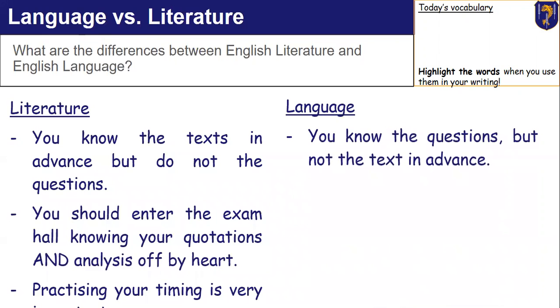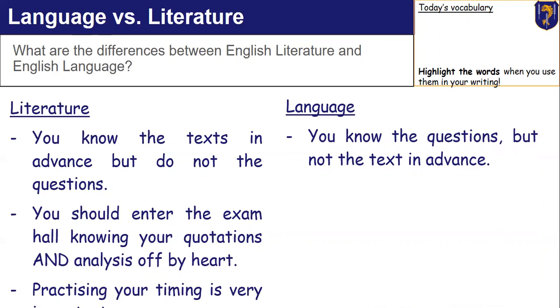Language. You know the questions, but not the text in advance. So we know the questions. We've talked about Language Paper 1 questions. They follow a format. We know we're going to be talking about language. We know we're going to be talking about structure. And we know in Paper 2 that we're going to be doing a similar thing. So we know exactly what the questions are going to be, but we do not know the text.